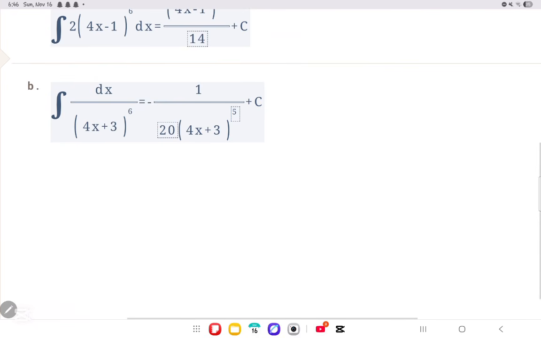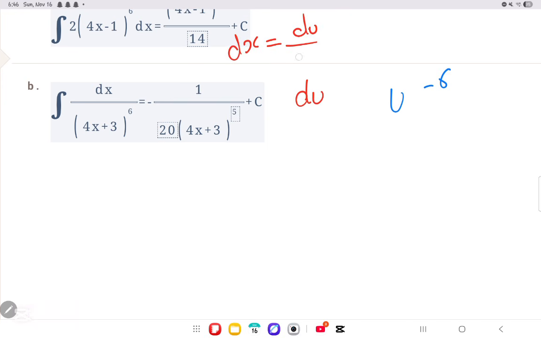Now last but not least, the last integration. They said it's dx over (4x plus 3) to the power of 6. So you move it up, it becomes dx times (4x plus 3) to the power of minus 6. So now dx u to the power of minus 6. I need to change dx into du. It's going to be dx is equal to du over the derivative of the inside. So du over, what's the inside? 4x plus 3. What's the derivative? 4. So it's going to be what? It's going to be du, u to the power of minus 6 over 4.